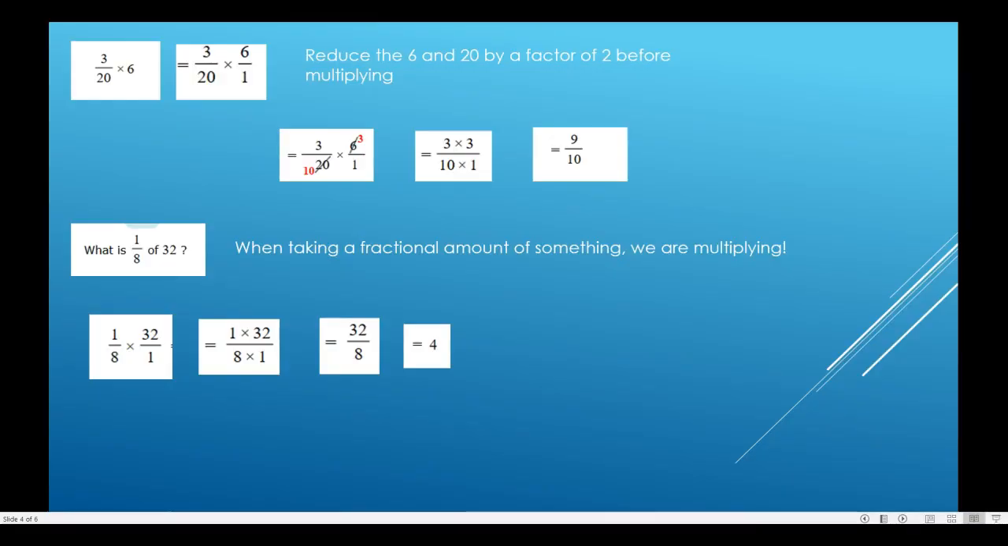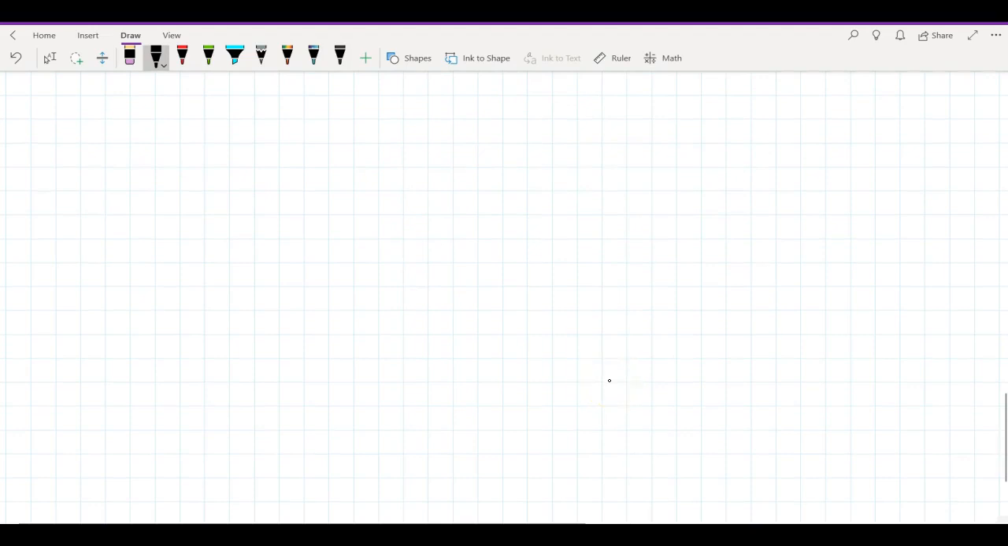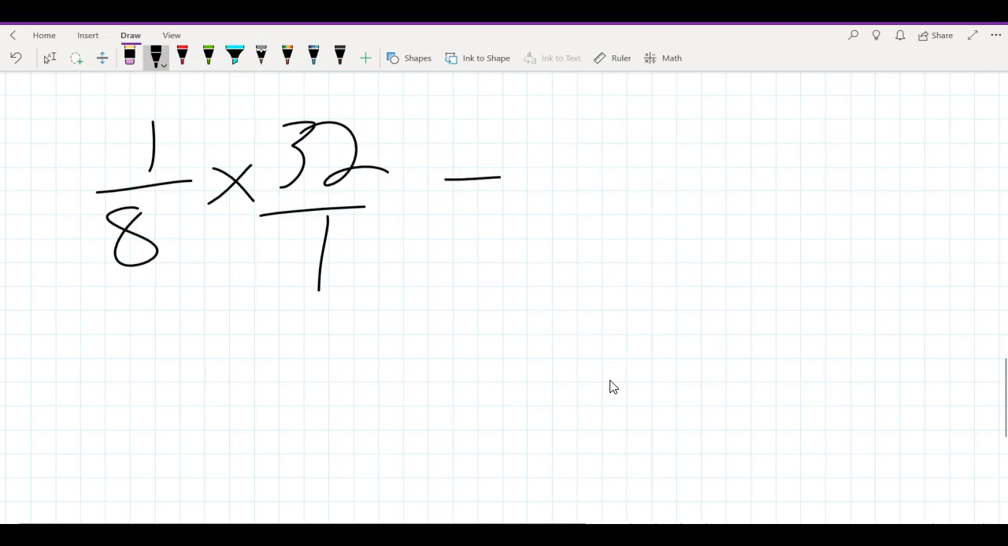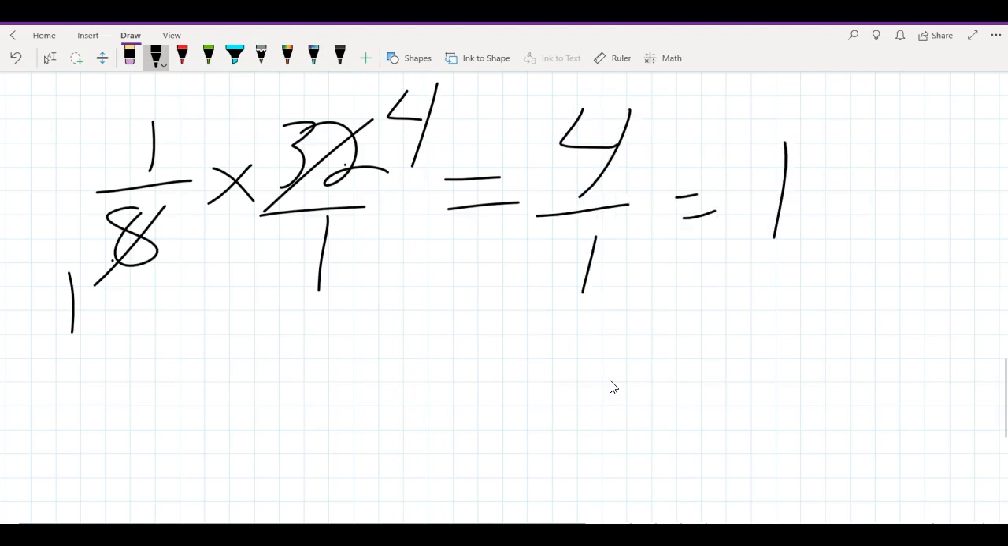Now, when you're taking a fractional amount of something, you're actually multiplying. If I want to know what 1/8 of 32 is, I'm going to take 1/8 and multiply by 32. And again, 32 over 1. If I reduce before I multiply, 8 goes into 8 once, 8 goes into 32 4 times, so I have 4 over 1, which is just 4. So 1/8 of 32 is 4.